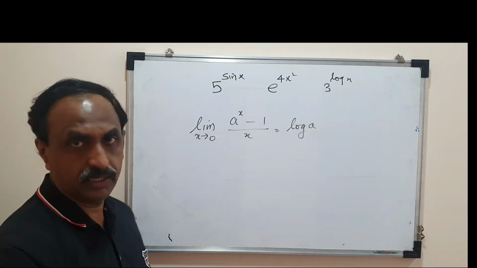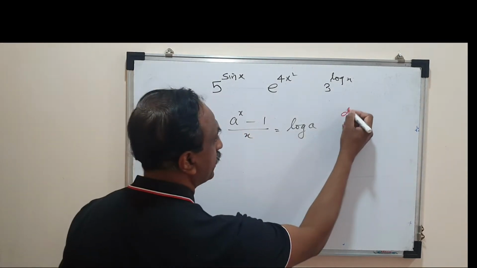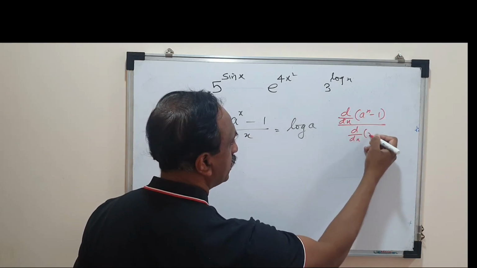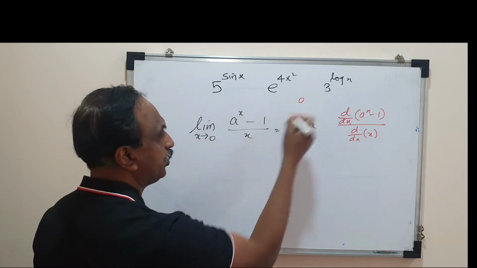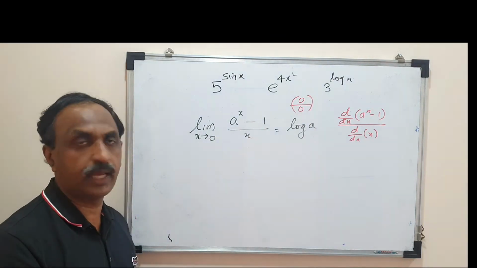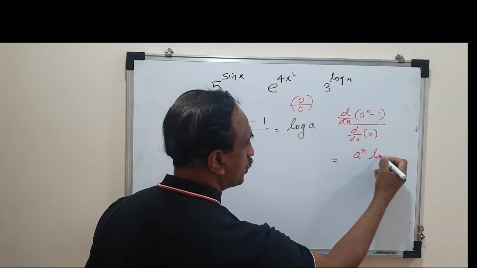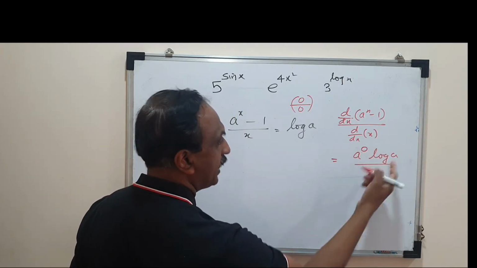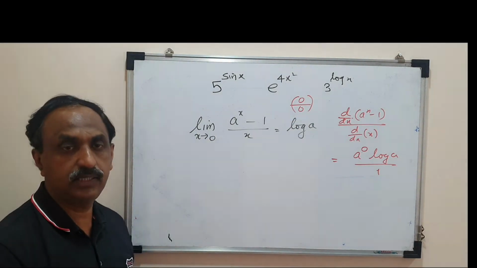Now, if you apply L'Hopital's rule, when you differentiate the numerator, d by dx of a raised to x minus 1, upon d by dx of x, we can see when I replace x by 0, 1 minus 1, you will get numerator 0. When you replace denominator, you get 0. So it is 0 by 0, so L'Hopital's rule can be applied. I differentiate numerator, differentiate the denominator, you will get a raised to x log a upon 1. When you apply the limit, this will become 1 and hence your answer will become log a. So L'Hopital's rule, if you apply directly, you will get the answer in this manner.